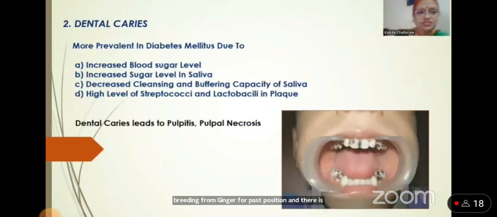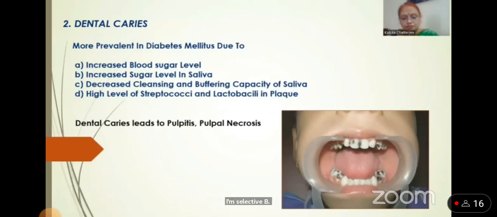Next common complication is dental caries. It is also very prevalent in diabetes mellitus due to increased blood sugar level, increased sugar level in saliva, decreased cleansing and buffering capacity of saliva, and high bacterial growth in plaque, mostly streptococci and lactobacilli. Dental caries leads to pulpitis and pulpal necrosis.